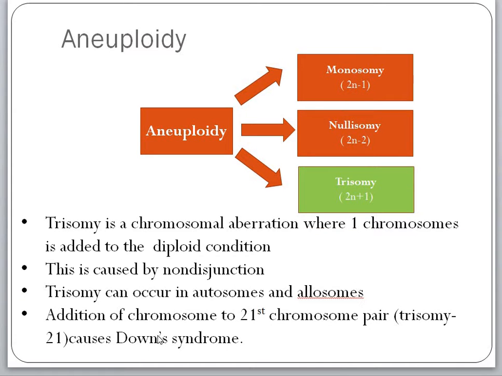The third group of aneuploids are called trisomy. It's a chromosomal aberration where one chromosome is added to the diploid condition. And this is also caused by non-disjunction. This addition of one chromosome can be from autosomes or from the allosomes. So trisomy can be either due to addition of autosomes or due to the addition of allosomes. In Down syndrome, a chromosome is added to the 21st pair of chromosomes, and that is leading to Down's syndrome.